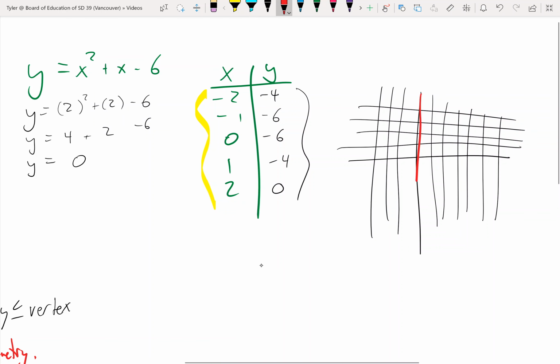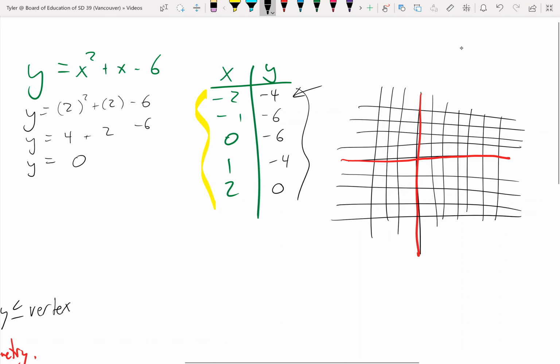And we'll make this the axis. Okay, each of these is a point, just like when you did it with linear relations. It's just going to make a curve. Okay, so -2, -4. Gotta make one more line. Bam, first point right there. -1, -6. Even more points. Right there. Okay. 0, -6 is right there. 1, -4 right there. And 2, 0. There. Okay.